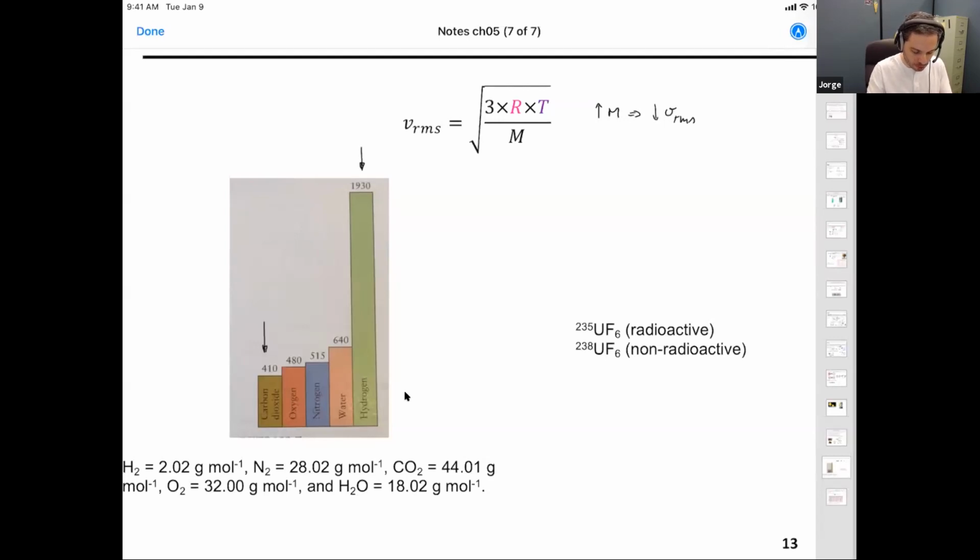Okay, so this idea that gases with different molar masses move at different speeds is the principle used to enrich uranium. So the enrichment process of uranium means to increase the concentration of uranium-235.